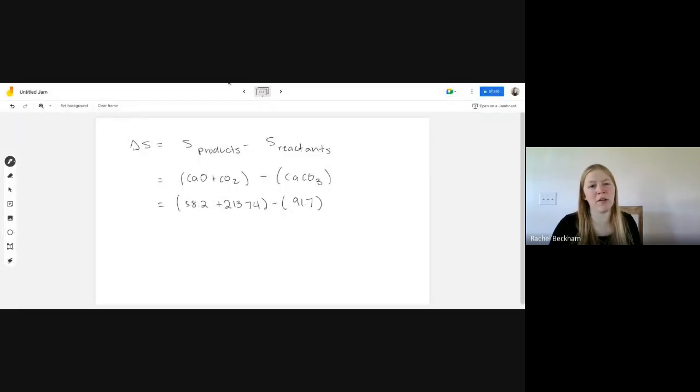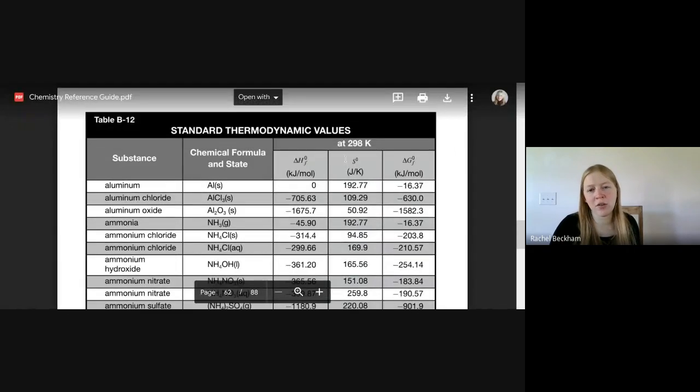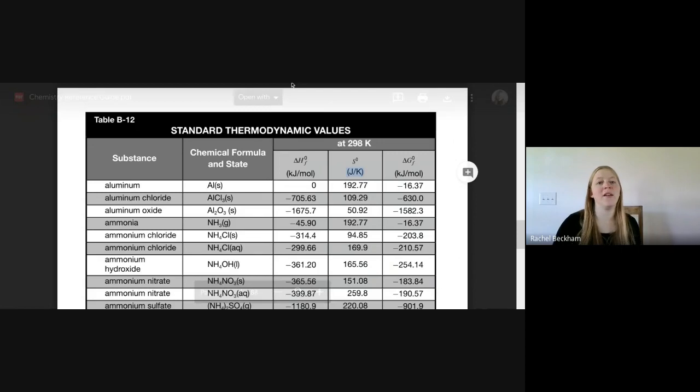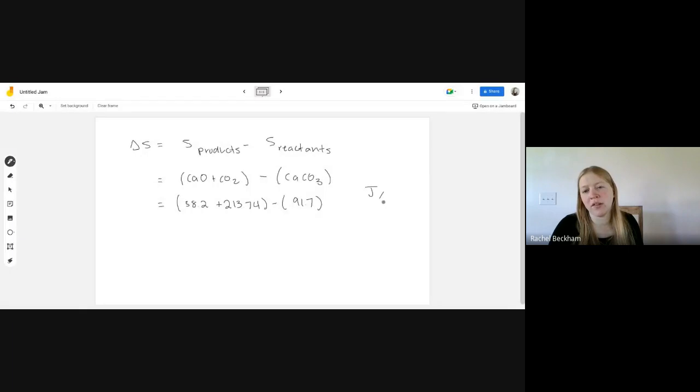And be very careful here. For whatever annoying reason, the S column is in units of joules, not kilojoules. Okay, so it's in units of joules per Kelvin. So I'm going to write that down, that these are the units here. And now I'm going to solve. I'm getting positive 160.24, and these are in units of joules per Kelvin.